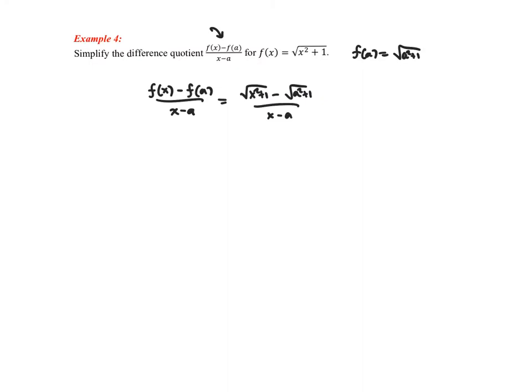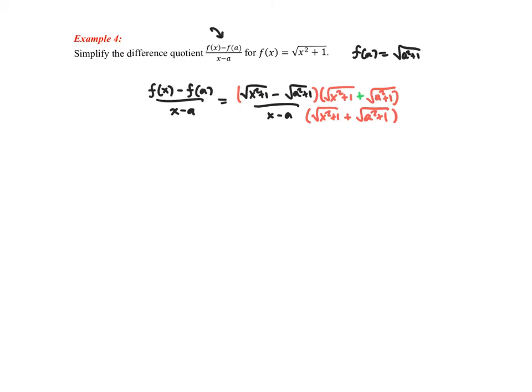Now, the way that we'd simplify something like this, anytime you see radicals, we're going to multiply by what's called the conjugate. And the conjugate is the same as the term which it is a conjugate of, except we change the sign in between. So instead of square root of x squared plus 1 minus square root of a squared plus 1, like this, its conjugate is the same term with the opposite sign in between. So I got to multiply top and bottom, numerator, denominator, by the same thing. Square root of x squared plus 1 plus square root of a squared plus 1.